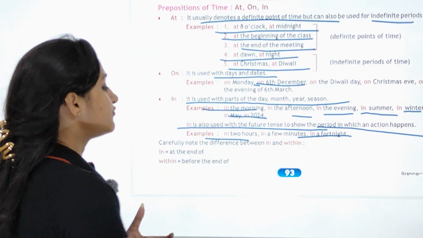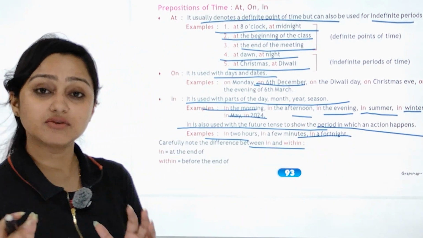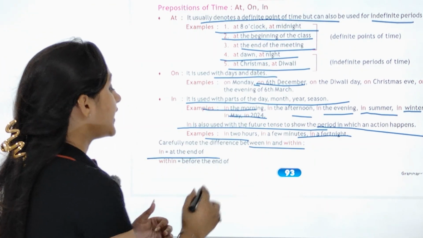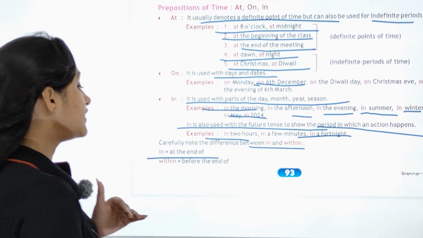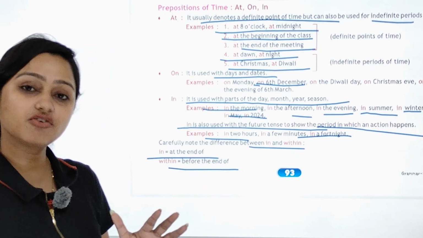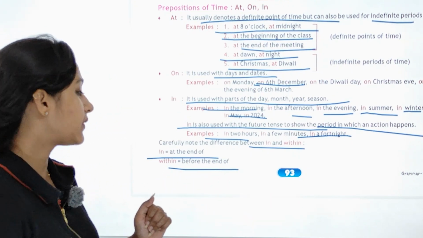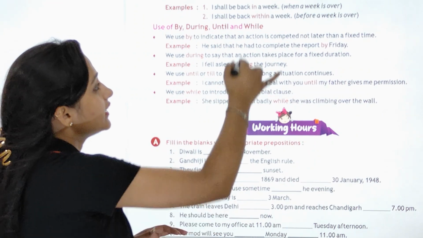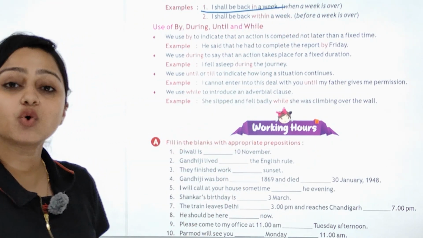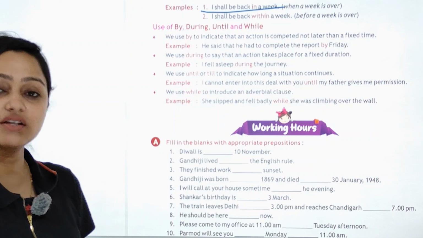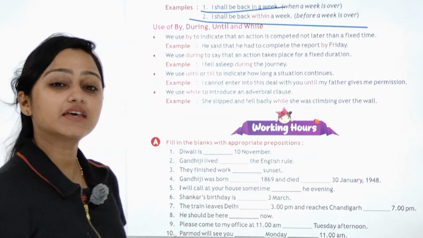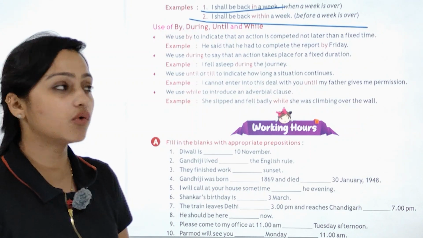So carefully note the difference between in and within. हमें difference हमेशा in और within के अंदर नोट करना है. Like in कहाँ यूज होता है? At the end of. और within before the end of. In the end of में in यूज होता है. Before the end of में आपका within यूज होता है. Now example: I shall be back in a week when it is over. मतलब in a week जब वो खत्म हो जाएगा उसके अंदर. I shall be back within a week मतलब week के अंदर, before a week is over.